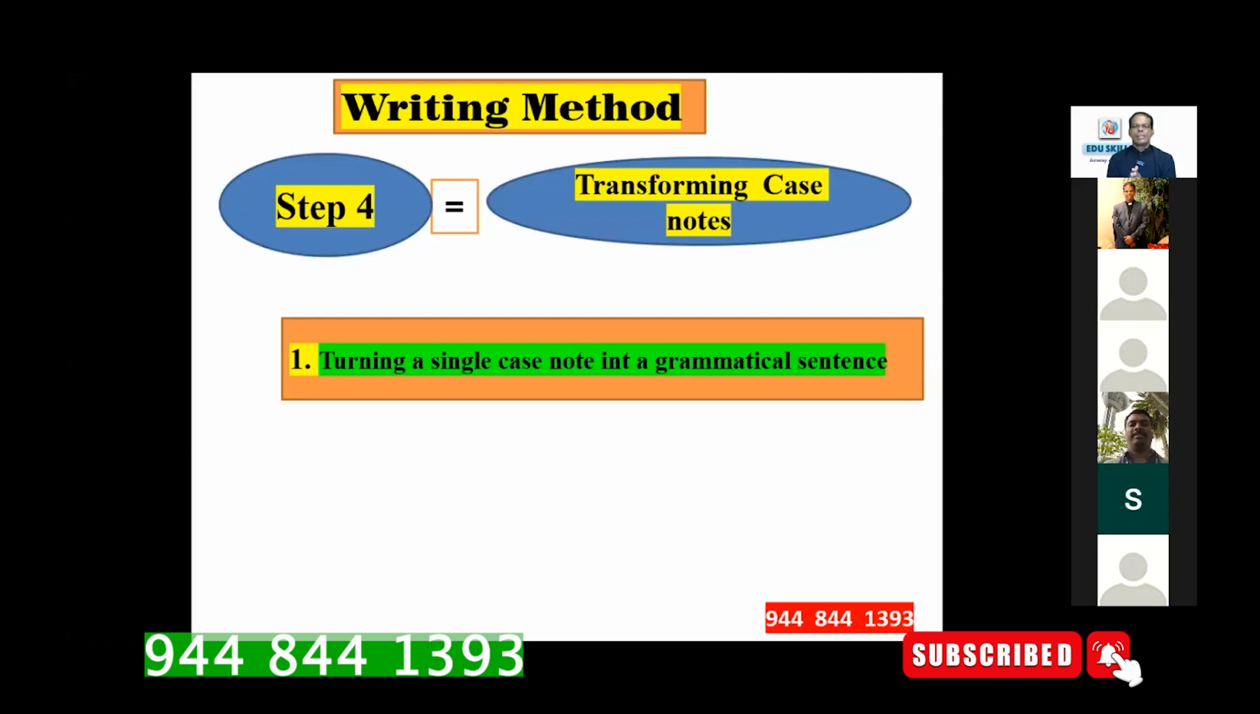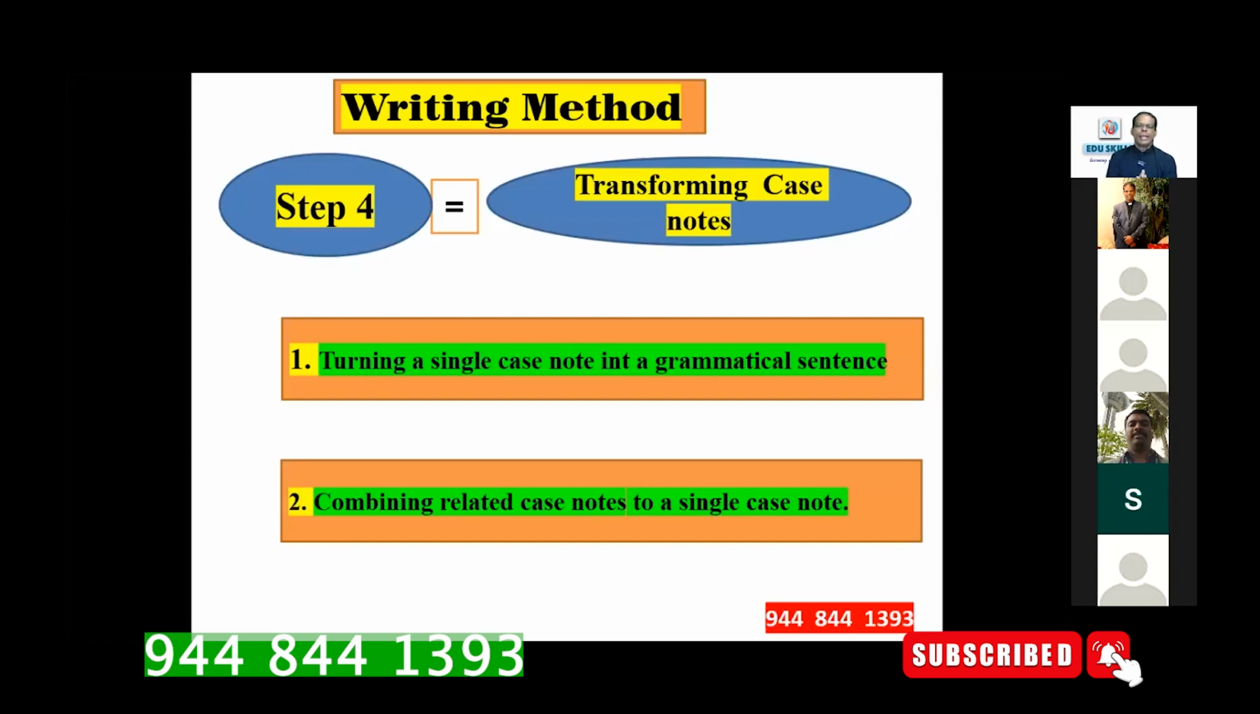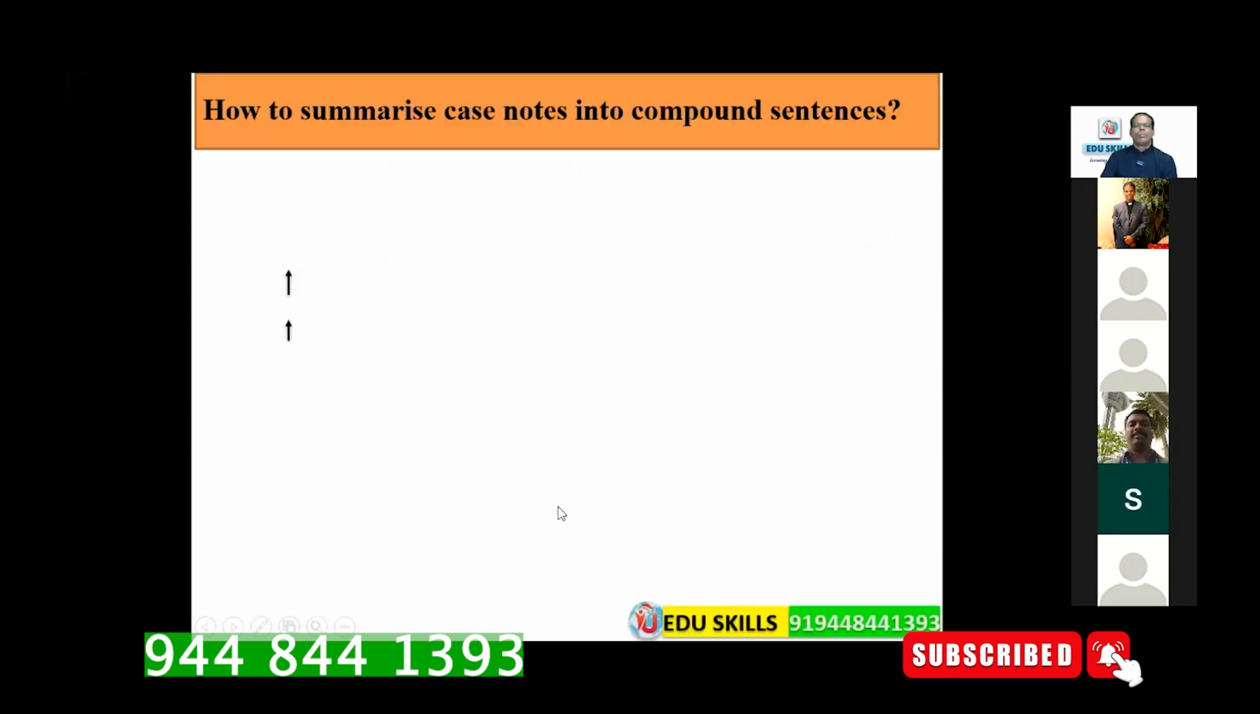So the first one is transforming the case note. The first point is turning a single case note into a grammatical sentence. The second one is combining related case notes into a single sentence. Meaning combining one or two or three or several case notes into a single sentence. There is a mistake on the slide. It should be single sentence. Okay, which means combine into a compound sentence or complex sentence or compound-complex sentence.